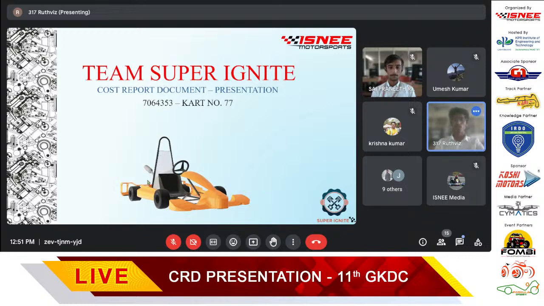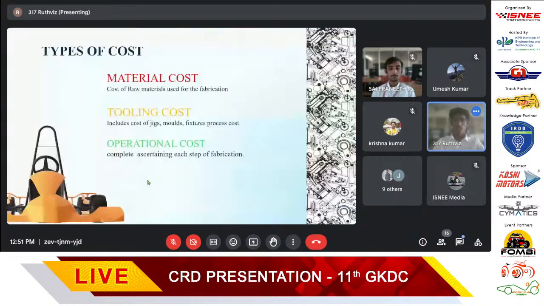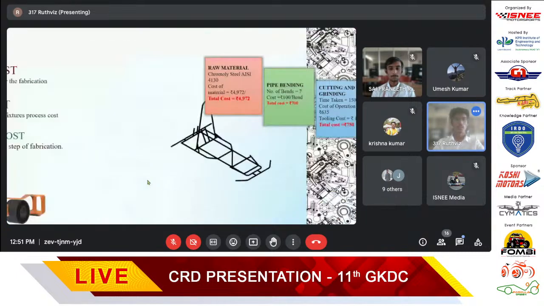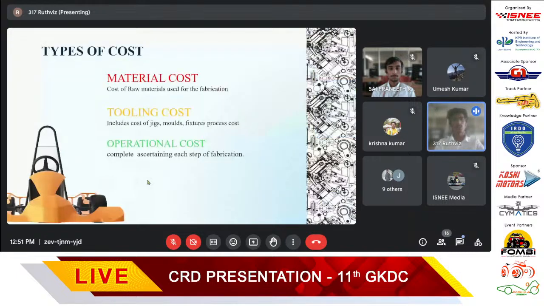So, our CRD is broken down into multiple departments. They are frame and body, steering system, wheel assembly and attach, braking system, powertrain and drivetrain, electronics, and bodyworks. Coming to the types of cost, our presentation is mainly divided into three parts for the cost division. They are material cost, tooling cost, and operational cost.